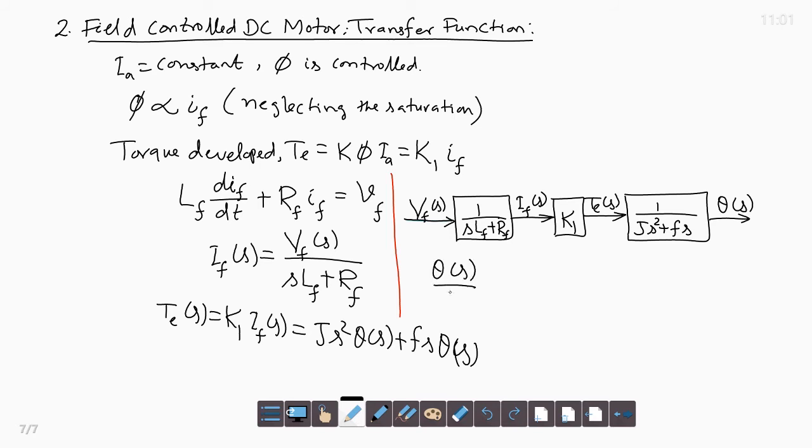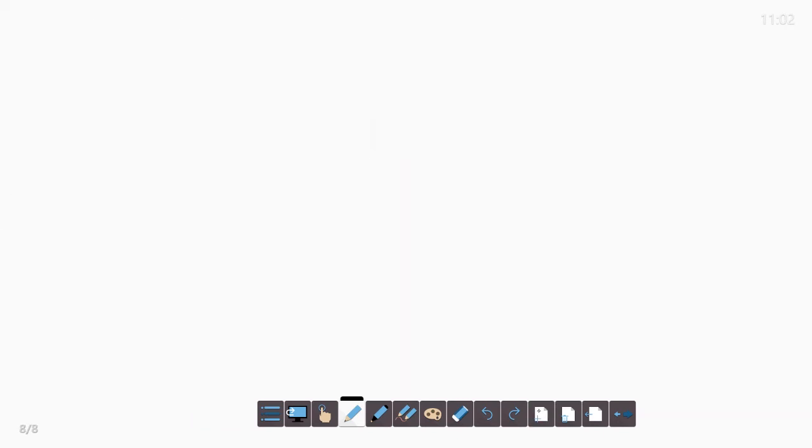From this block diagram we can write theta S by VFS is K1 divided by JS square plus FS into SLF plus RF, not C, K1, sorry. This is the transfer function of the field control DC motor. Then we will go to the third one.